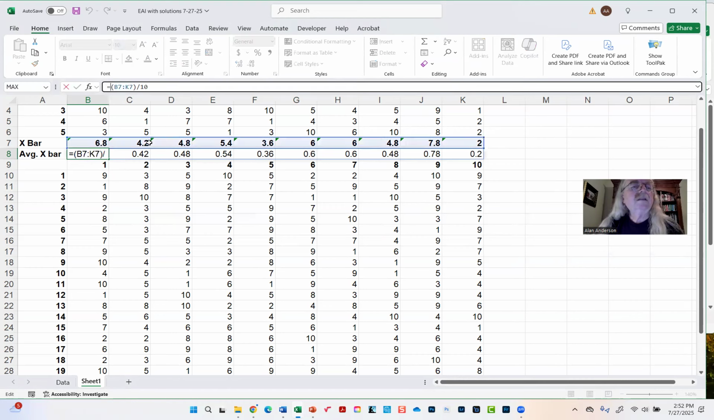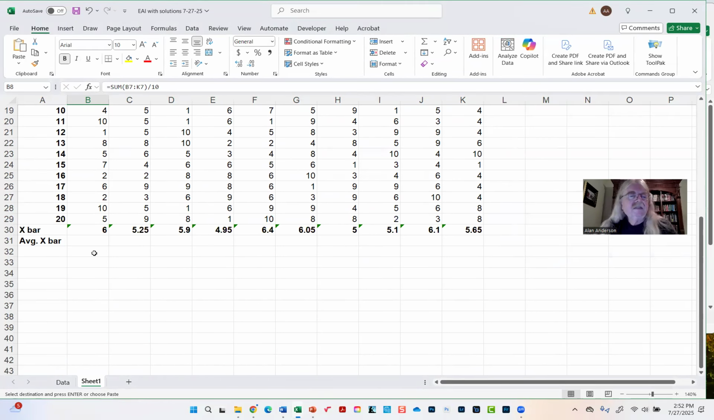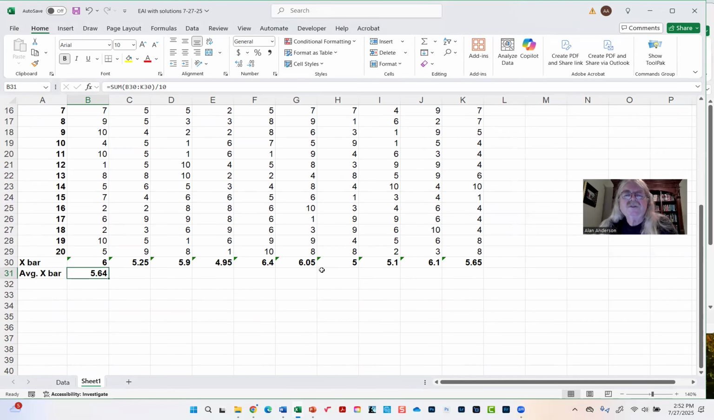Oh, what happened there? There you go. Well, that's more like it. 5.14. Yeah, I mean, they're not that far apart. But the important thing is that here they're much closer to each other.